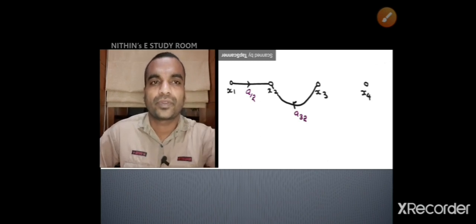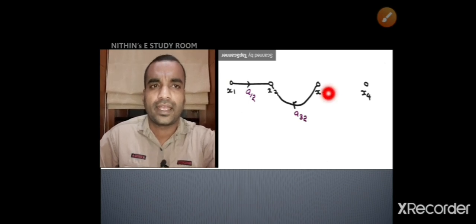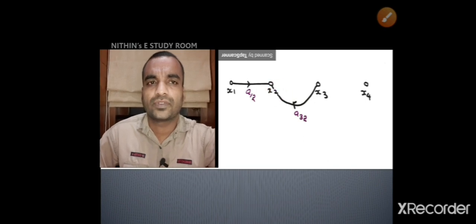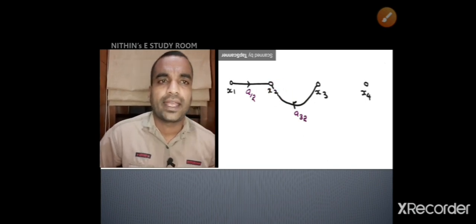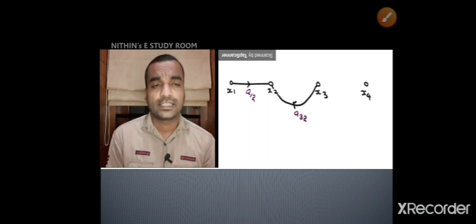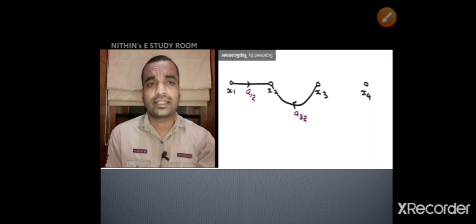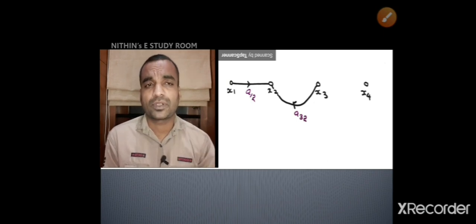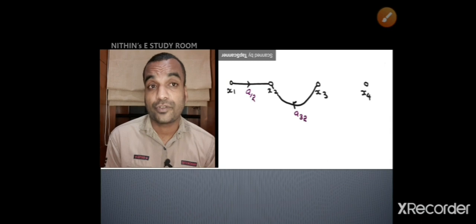And also here there is a feedback, that is x3 into a32, that is also equal to x2. So we can say x2 is equal to x1 into a12 plus a32 into x3. So these are the two portions, and both portions are depending on x2. And also you have to be very careful about the direction of arrow marks.